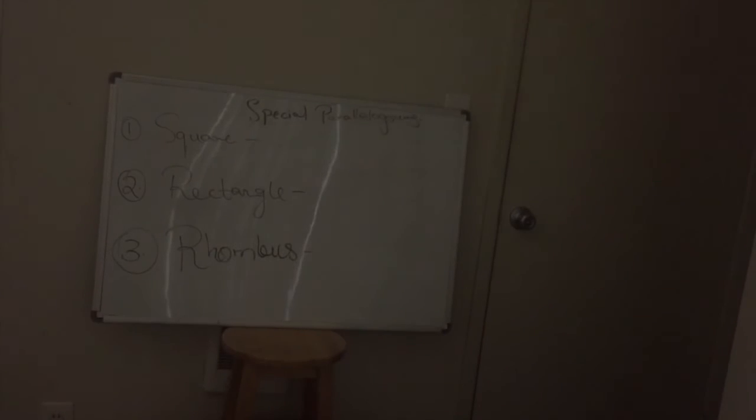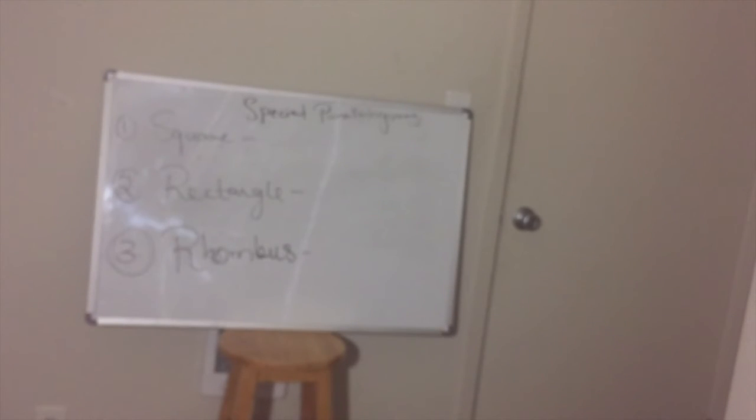I'm not coming in front of the camera because there's no space. Before I show the diagrams, let's talk about the special parallelograms. There are three special parallelograms. One is a rectangle, a parallelogram with 4 right angles. There's a rhombus, a parallelogram with 4 congruent sides. And a square is a parallelogram with 4 right angles and 4 congruent sides.